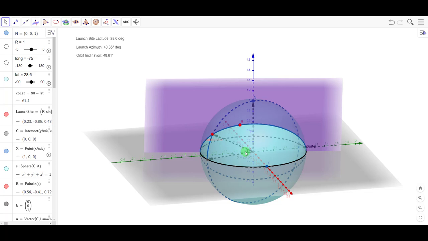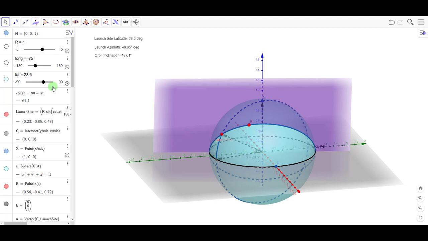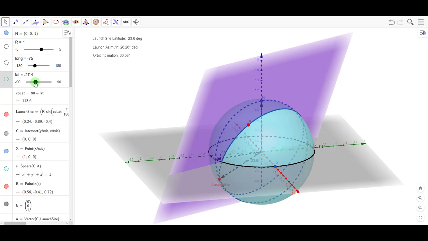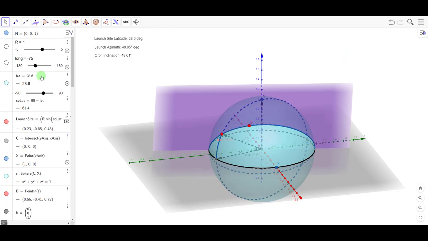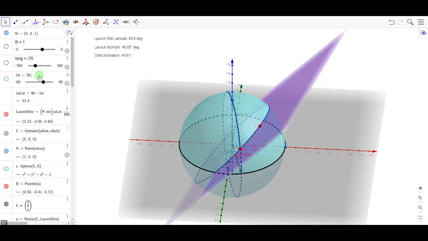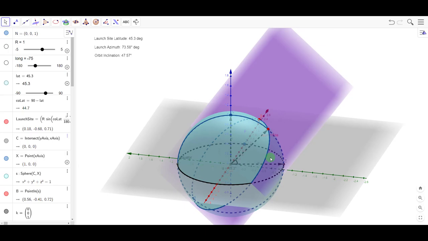Positive latitudes refer to points north of the equator, and negative latitudes are points south of the equator. I can adjust this latitude. For example, here is a point south of the equator, a negative latitude. Kennedy Space Center is at about 28.6 latitude, as an example. The Baikonur Cosmodrome is at a latitude of about 45.3, so further north.